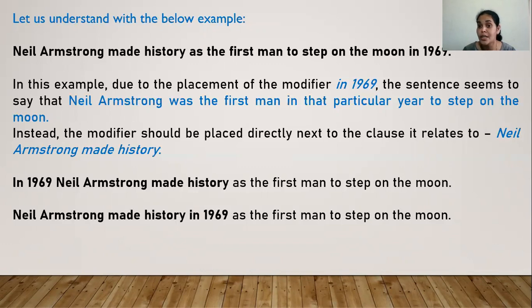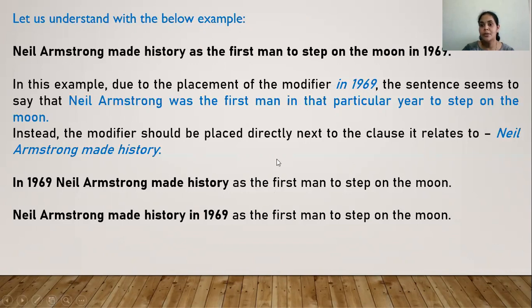But what is the meaning? He is the first person who stepped on the moon. So it should be rewritten as: In 1969, Neil Armstrong made history as the first man to step on the moon. So he is the first man. It is not that in 1969 he is the first man. Before that also someone might have stepped on the moon. So that is totally wrong. It is changing the meaning of that particular context. So it is being misplaced here at the end.